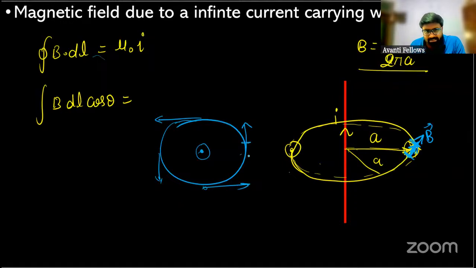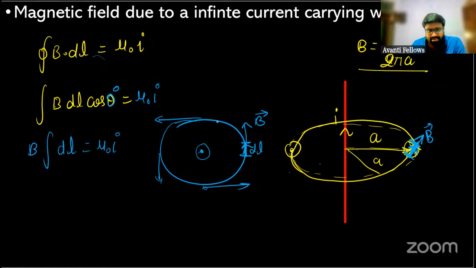So what I have considered is the dl element. This is the dl element. So the dl element is also considered in the same direction. Okay. Now what is the angle between the dl vector and the B vector? The theta will become 0 degrees. Mu naught into I. Now B cos 0 will become what? Cos 0 is 1. So B you can take out. Integral of dl equals mu naught into I.